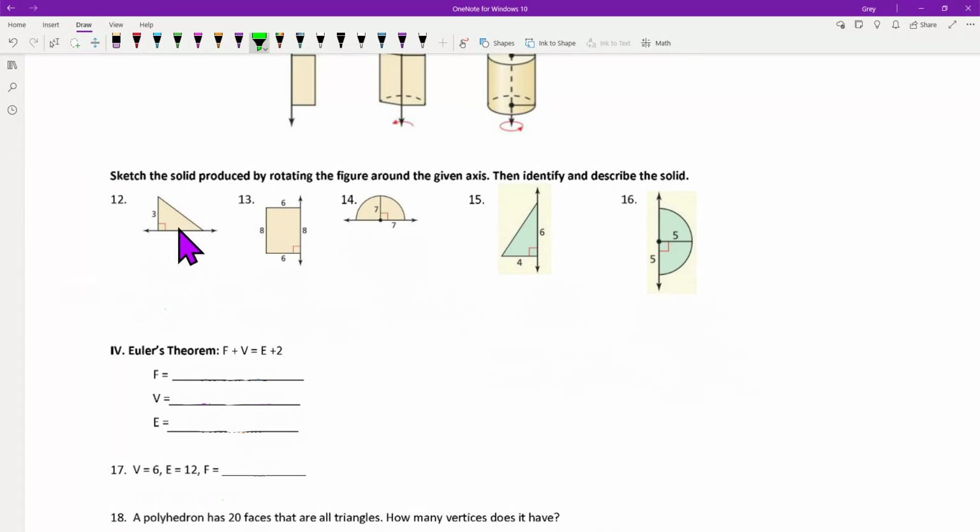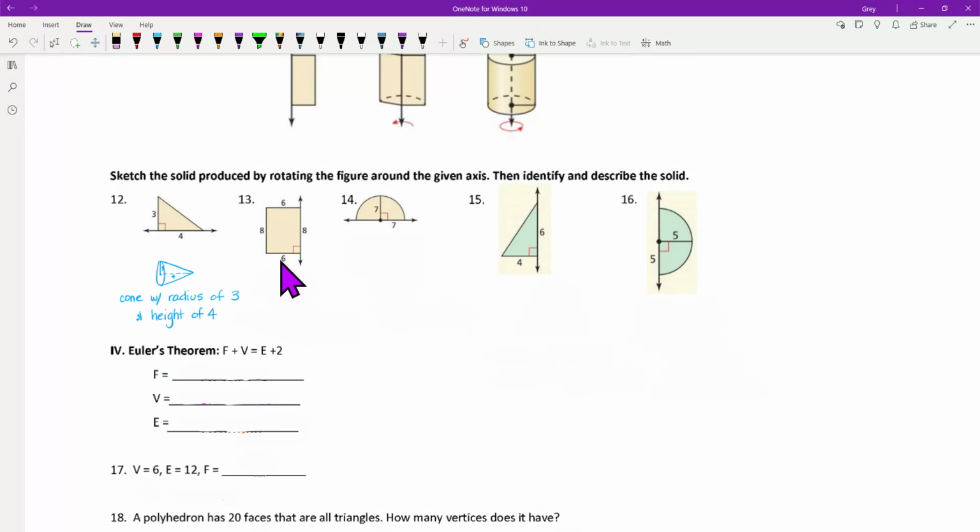So if I take that and I rotate it around the given axis, which is along the 4 here, then my figure is going to look like this. All right, so it's that. You can see that this is my axis of revolution and this one is going like that. So this, of course, is a cone. It has a radius of 3 and a height of 4.